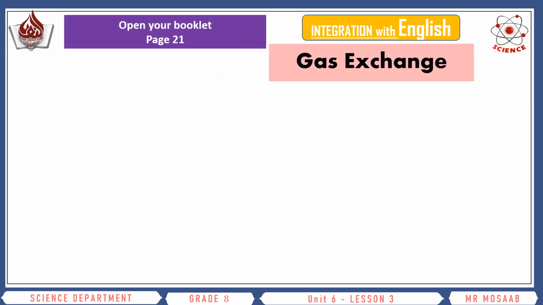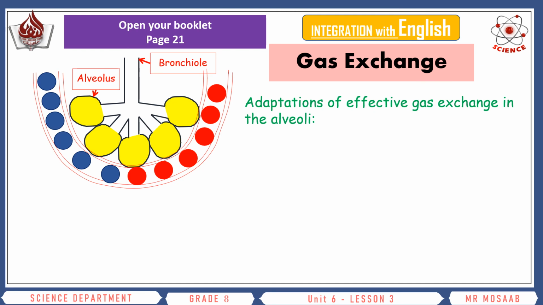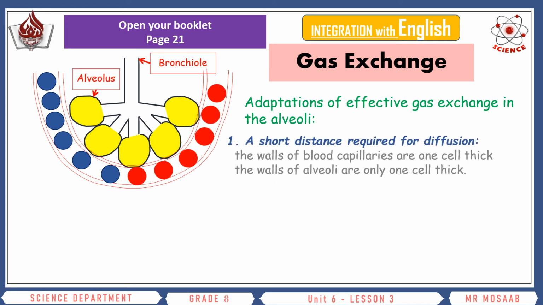Now in your booklet, page 21, these are the adaptations for effective gas exchange in the alveoli. Starting with the walls of the blood capillaries. As we said in the previous slide, the thickness of the alveolus and the capillaries is very important for diffusion. A short distance is required for diffusion, meaning the walls of blood capillaries are 1 cell thick and the walls of the alveoli are only 1 cell thick. So it is very, very thin, so diffusion can take place very fast.